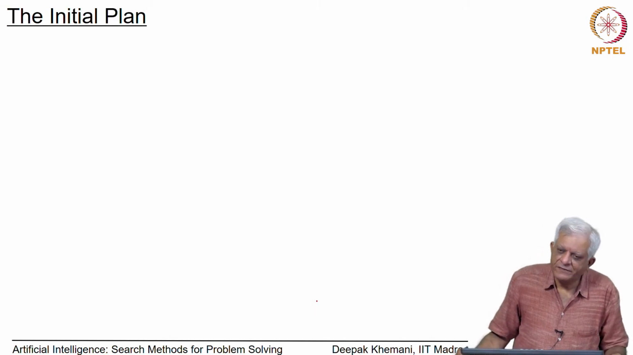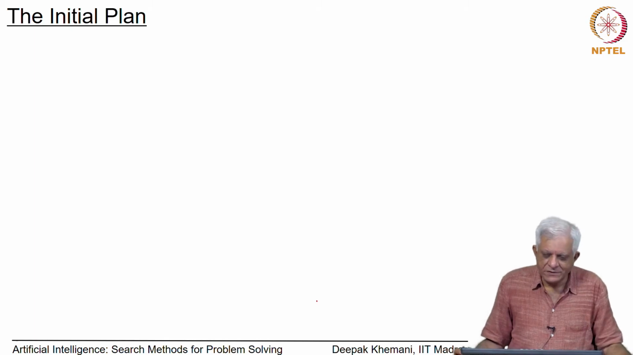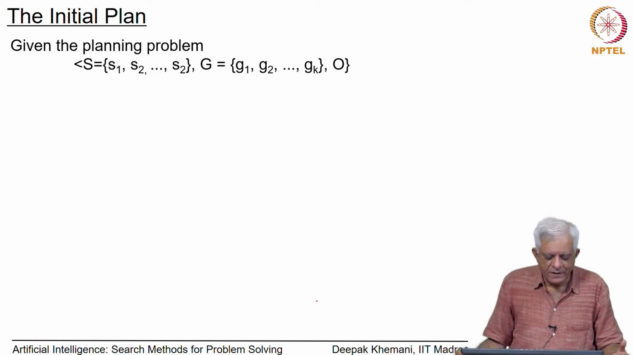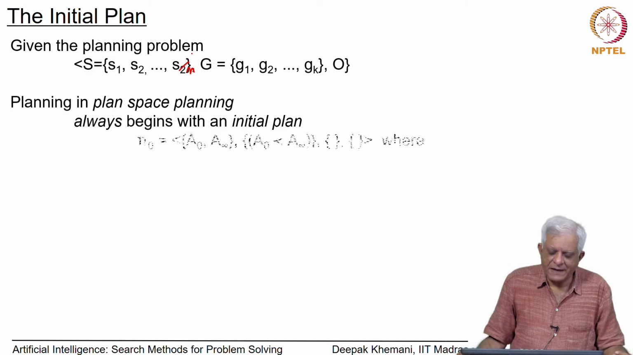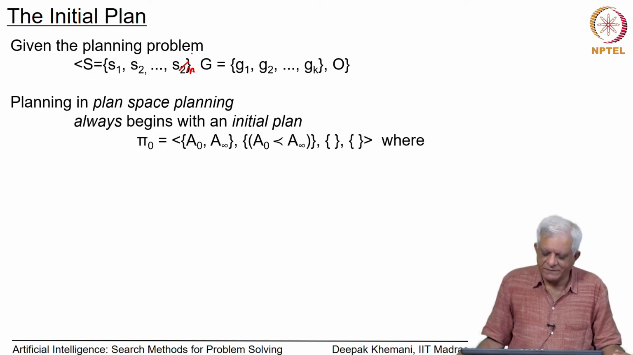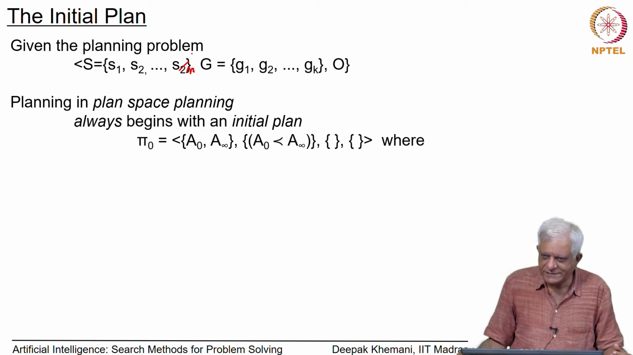Now, when we are doing plan space planning, which is also called partial order planning, we start with a given problem as before. We have observed that a planning problem is defined by three things. One is the initial state, which must be completely described. One is the goal description, which may be partial in nature, and the third is the set of operators that are available to you for making the plans. So, planning in plan space always begins with something which we call an initial plan, and it is always the same structure.